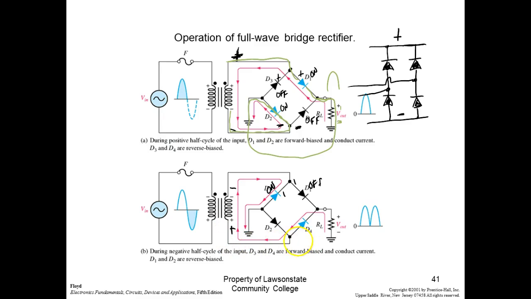Okay, I'm going to follow this positive. I'm going to put my positive right there, my negative right there, my positive right there. This guy's got a positive on the cathode. It's going to do what? Turn off. This guy's got a positive on the anode. It's going to turn on.